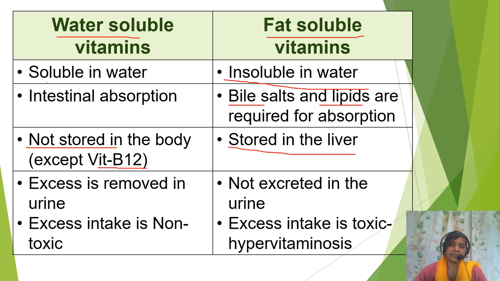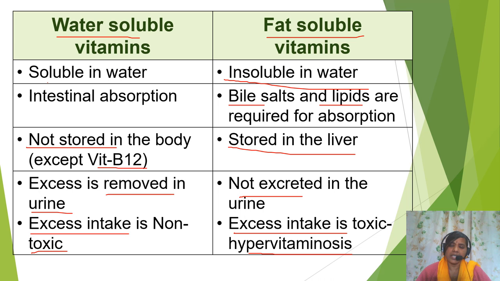And here, coming to excretion. Because water-soluble vitamins are not stored in the body, if you are taking excess, what happens? There is a threshold for urinary excretion, which means the excess of water-soluble vitamins is removed in the urine. Whereas fat-soluble vitamins, even if in excess, are not excreted but rather stored in the liver. Because water-soluble vitamins are removed, even excess intake does not cause any toxic effects in the body. Whereas fat-soluble vitamins can be stored in the liver, hence excess intake is toxic, and we call it hypervitaminosis. Hypervitaminosis is the term that refers to the accumulation of excess fat-soluble vitamins in the body.